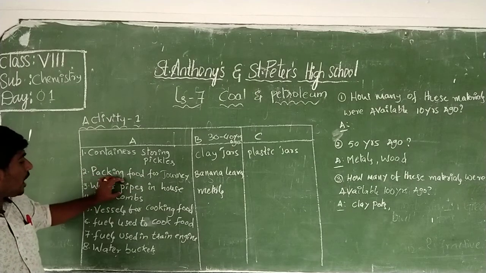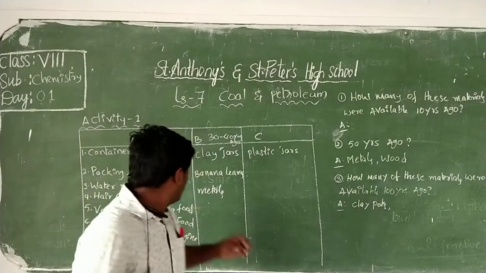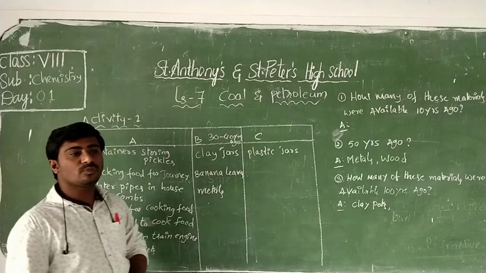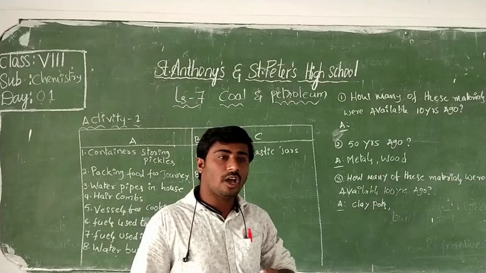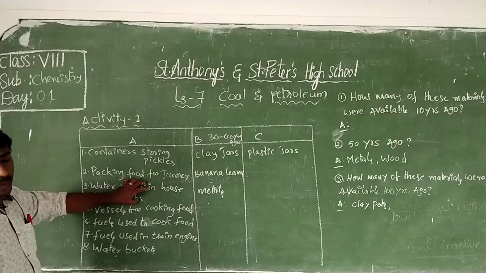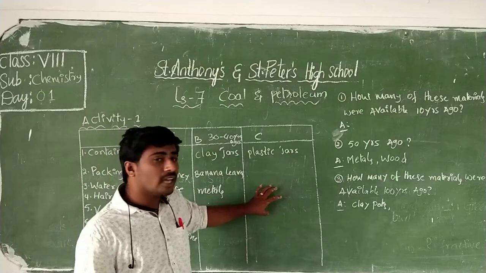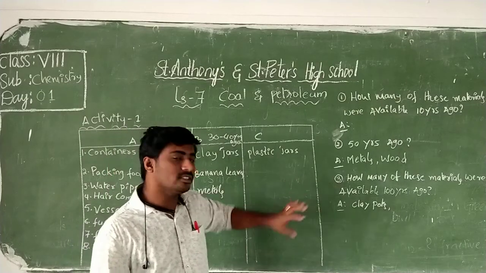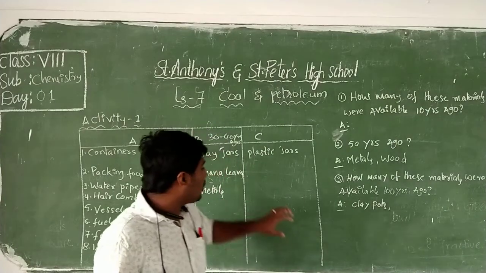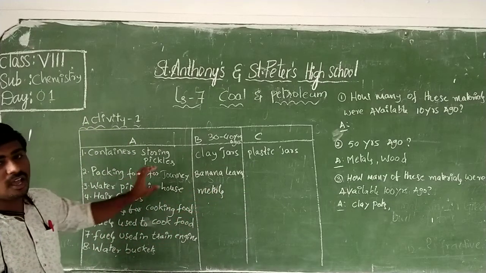The next one, water pipes in the houses. What are the materials used as water pipes in the house? 30 to 40 years ago, they used metals, iron or aluminium, as water pipes. Nowadays what are we using? We are using PVC pipes, and that is nothing but a thermosetting plastic or thermoplastic. We have already discussed this in the third chapter, synthetic fibers and plastics. Thermosetting plastics or thermoplastics are used as water pipes in houses.